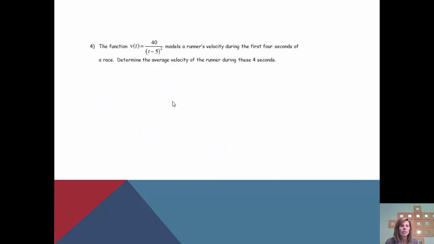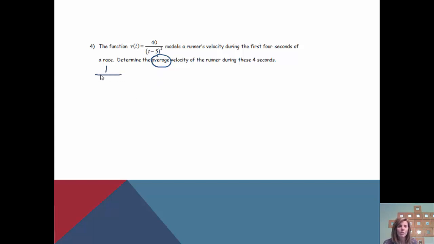Okay, number 4, it says the function v of t equals 40 over t minus 5 squared models a runner's velocity during the first 4 seconds of a race. Determine the average velocity of the runner during these 4 seconds. So as soon as we see the word average, we know that we're going to use the formula 1 over b minus a times the integral.